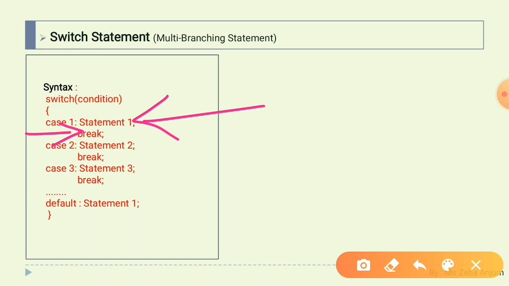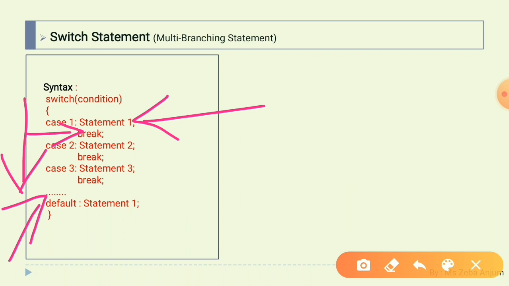Okay, furthermore we will see why we are using this break statement and what will happen if we skip this break also. So you can make the cases depending on your choice and your needs, and afterwards at the very last you are going to write this default statement.